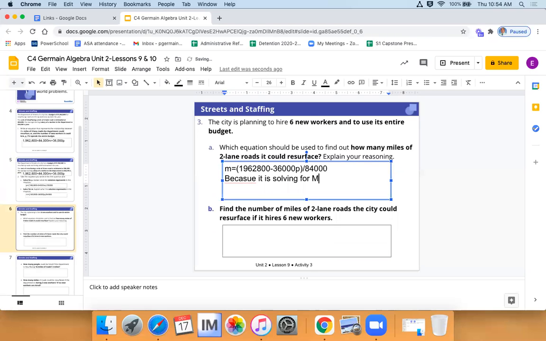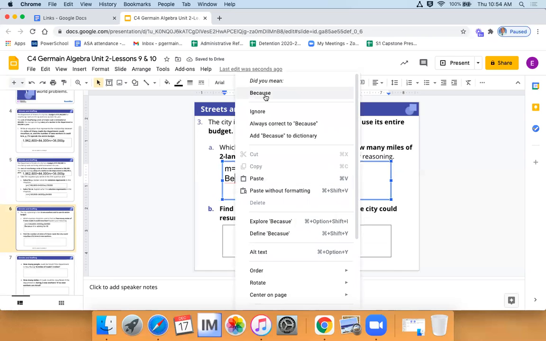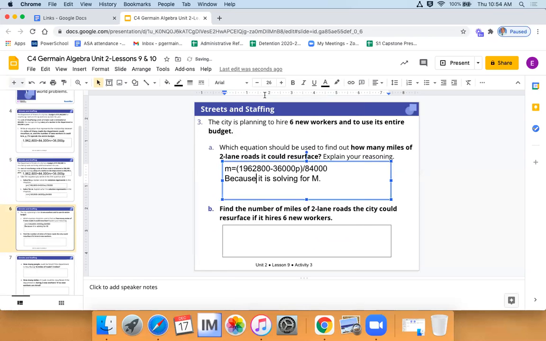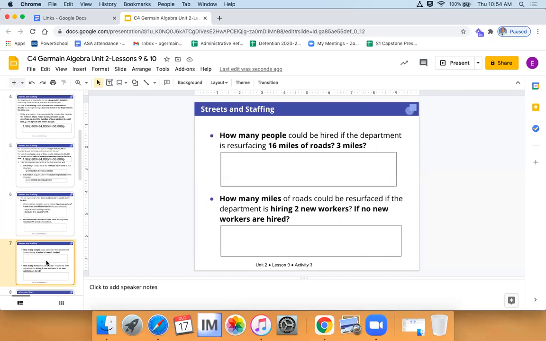Okay. So when you're looking for an equation that would best help you, you're going to pick the equation that has that variable isolated, or all by itself. That letter is the variable you're solving for. Okay. So we're going to skip B here, and we're going to go right down to slide number 7.